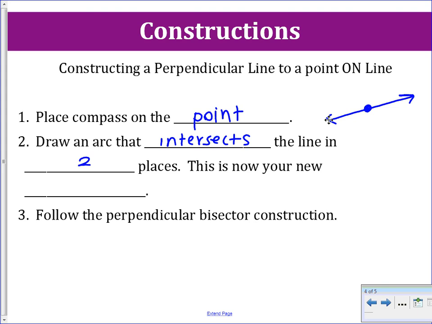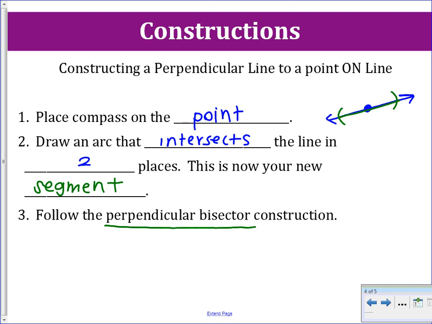Okay. The reason why we do this is, once again, we have to create ourselves a new segment. We are creating ourselves a new segment so that we can go ahead and follow the perpendicular bisector construction from here on out.